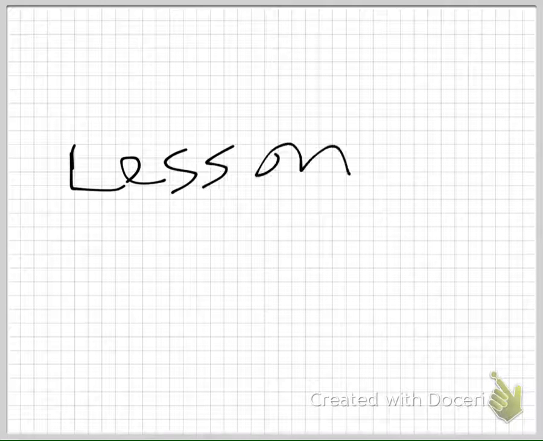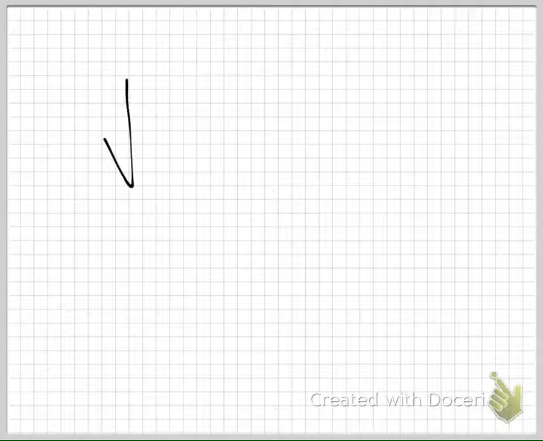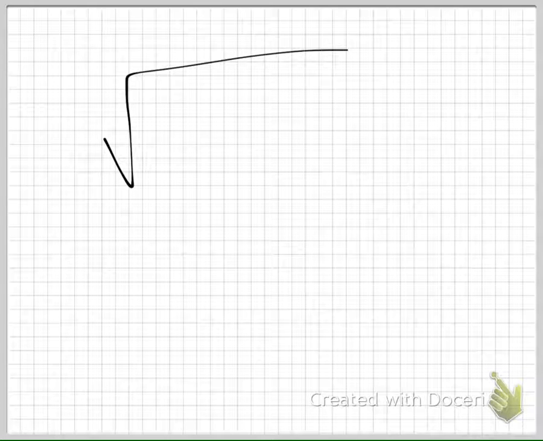Okay, this is pre-algebra lesson 11.1, square roots and irrational numbers. So here we go. We talked about this. You guys know this symbol is the square root symbol, right?